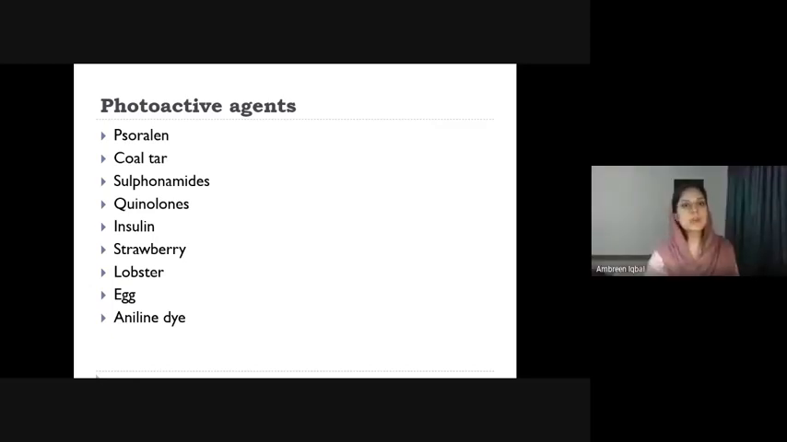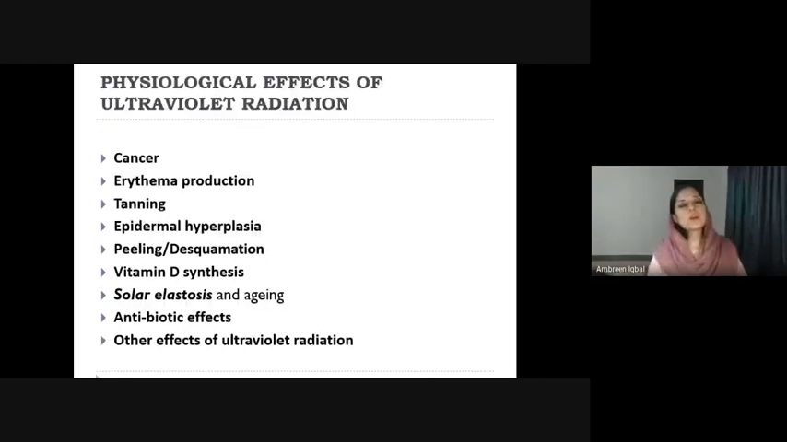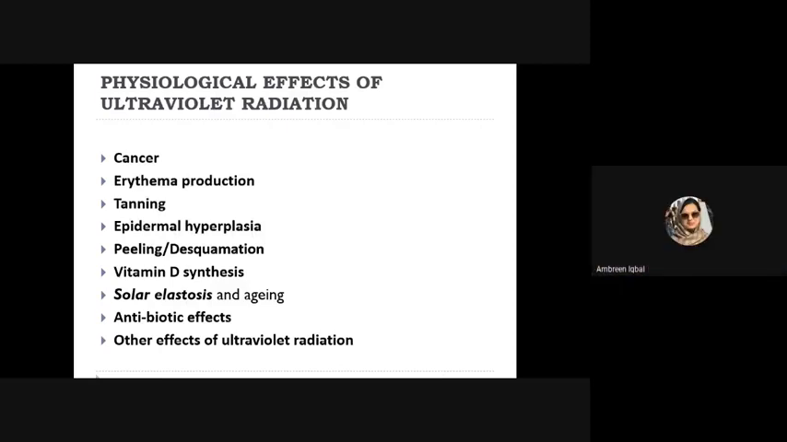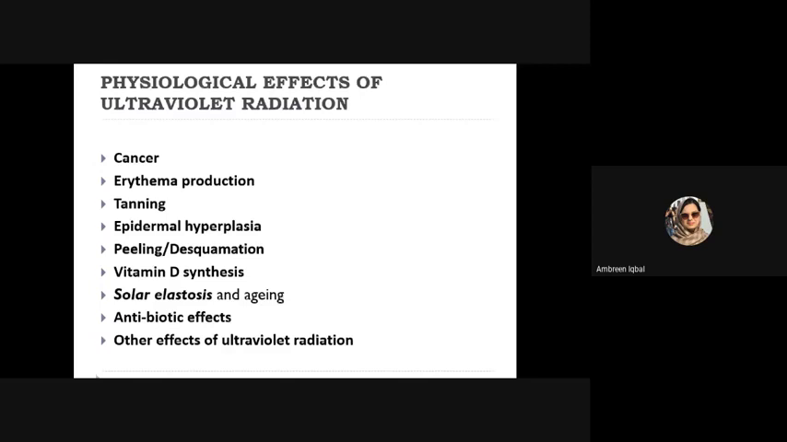Now we're going to discuss the physiological effects of ultraviolet radiation. Previously, we were studying the generators and a few basic terms and instruments for measurement of ultraviolet radiation. So now we're going to discuss in detail the physiological effects of ultraviolet radiation, like cancer, erythema production, tanning, epidermal hyperplasia, peeling, vitamin D synthesis, solar elastosis and aging, antibiotic effects, and other effects of ultraviolet radiation.